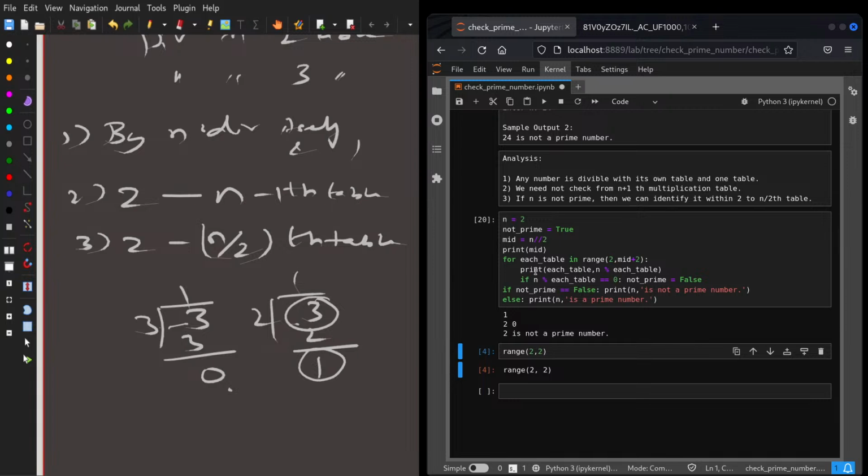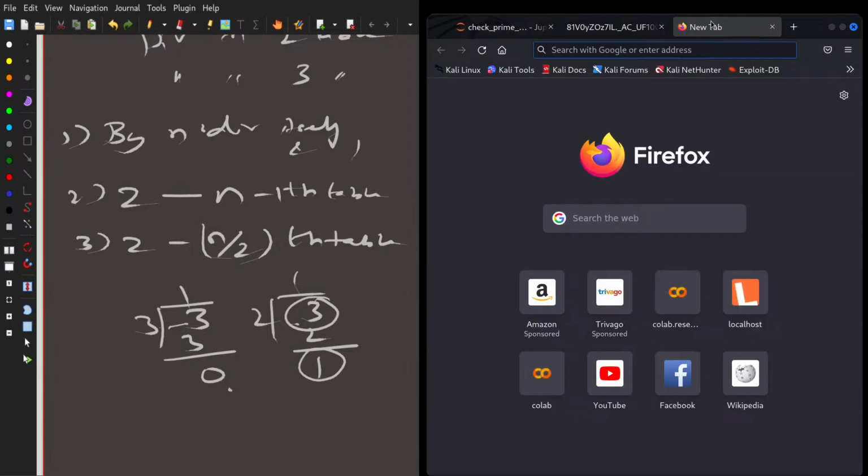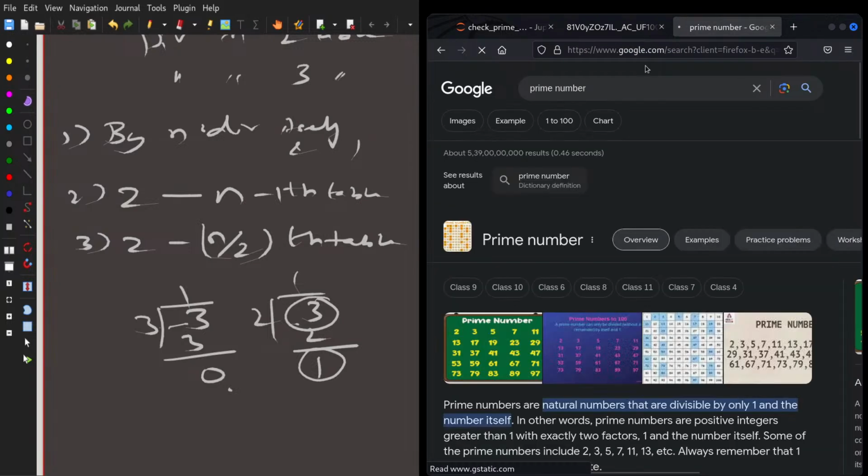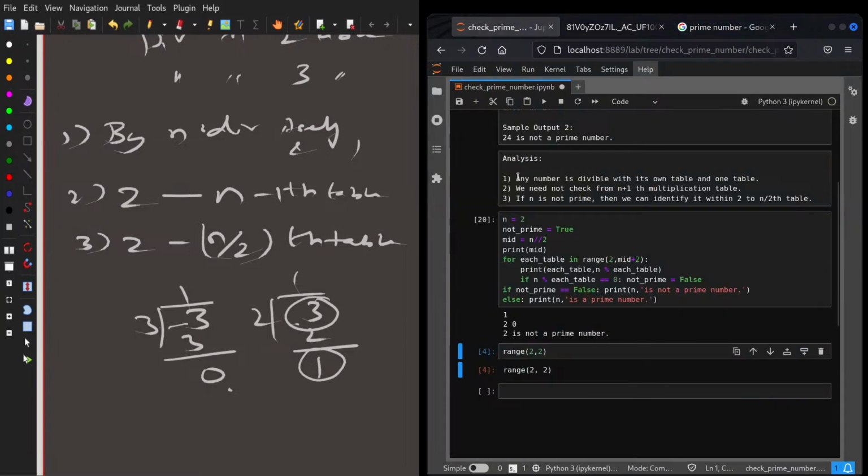But in case of 2, 2 is a prime number, isn't it? Is 2 a prime number? Let's confirm it. Prime numbers: 2, 3, 5, 7. 2 is also a prime number. So we should not get it as not prime, because 2 will go for itself and for 1. So we should not get this, isn't it? So we have to manage something here.